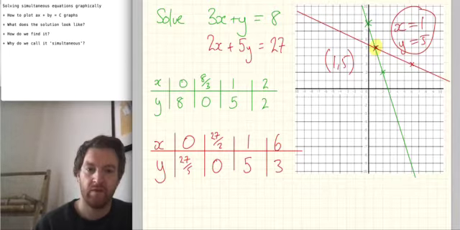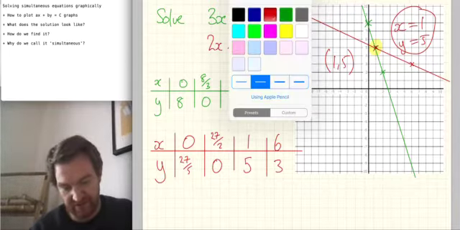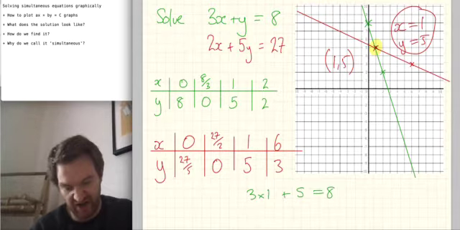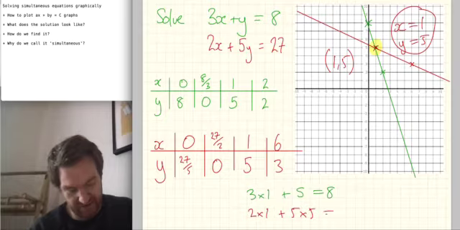We could try substitution to check that works. If you think about the first one, we know that 3 times 1 plus 5 is 8, and we've kind of already done it, but if we hadn't, 2 times 1 plus 5 times 5 is 27. So we can see that it works for both equations.